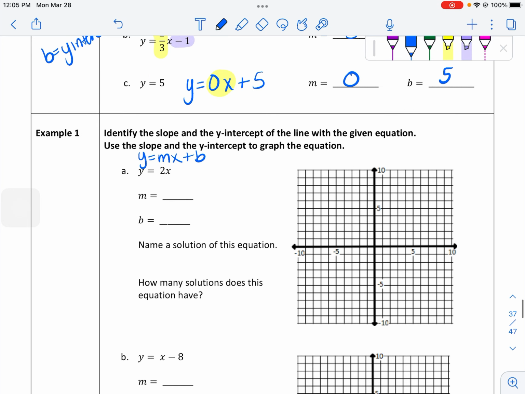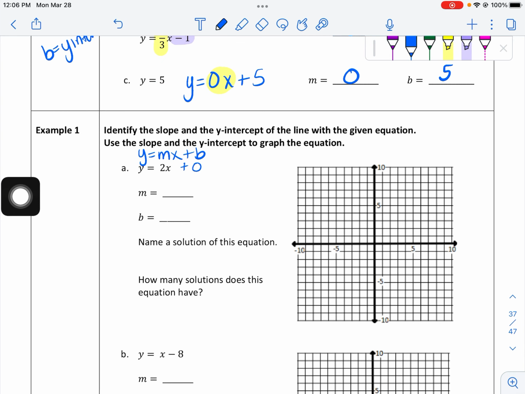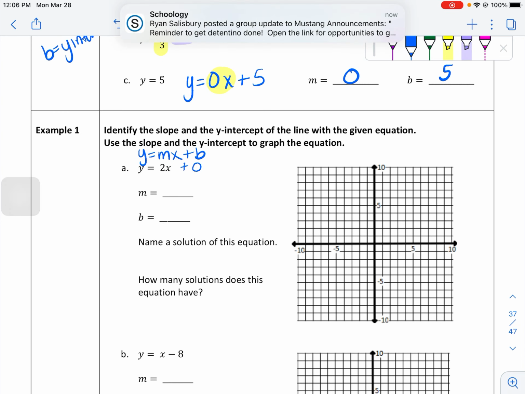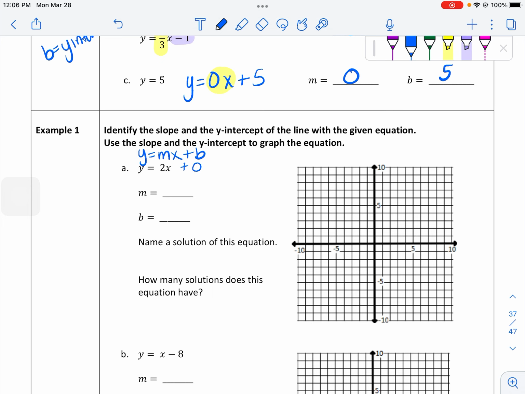Similar to the last one where we had just a 5, we're missing one of the terms. If you look closely, we have an x term, but we don't have a b term. So you can add a plus 0 at the end because 2x plus 0 would be the same thing as 2x. That means that our y-intercept is at 0 and our slope is 2.